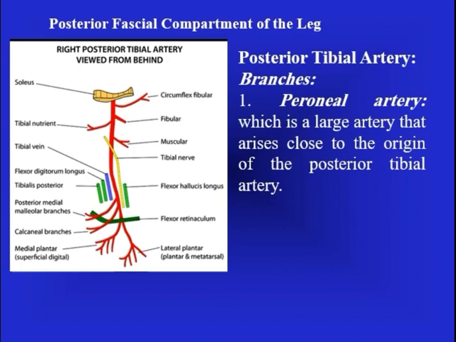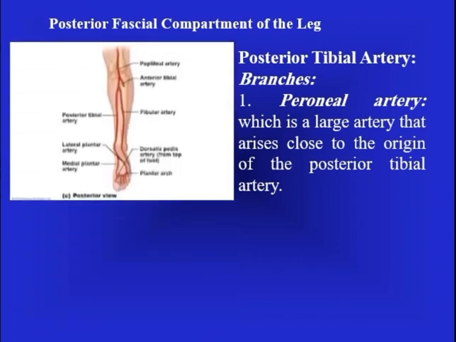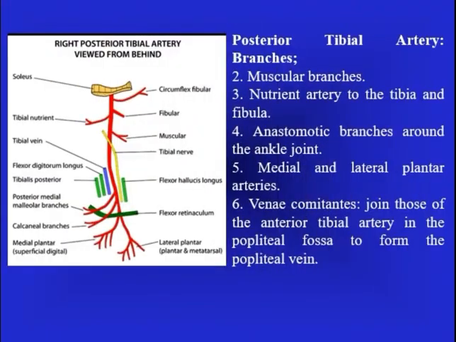Posterior tibial artery branches. First, the peroneal artery, which is the large artery that arises close to the origin of the posterior tibial artery. The second branch, muscular branches. Third branch, nutrient arteries to the tibia and fibula. These nutrient arteries penetrate the bones. Anastomotic branches around the ankle joint. Medial and lateral plantar arteries. The venae comitantes join those of the anterior tibial artery in the popliteal fossa to form the popliteal vein.